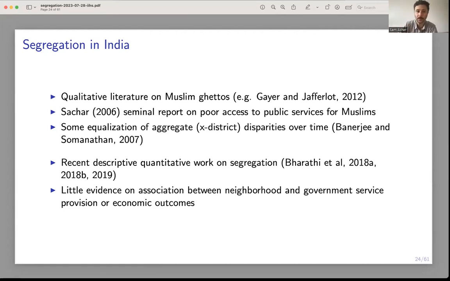Have done some incredible work more recently on doing quantitative work on segregation. I'll say that we take a bunch of their findings as a jumping-off point. And we really try to take a step forward by examining this association, not just by describing segregation, but this association between neighborhood characteristics and government service provision and economic opportunities and outcomes, which has been difficult with a lot of their data because they don't have these public facilities or outcomes.